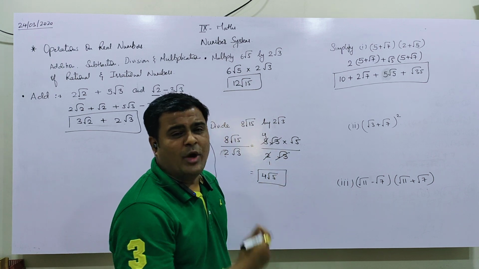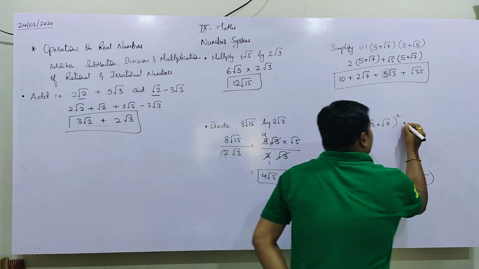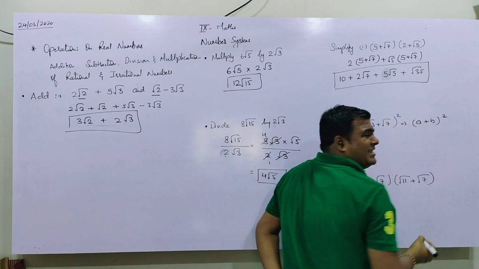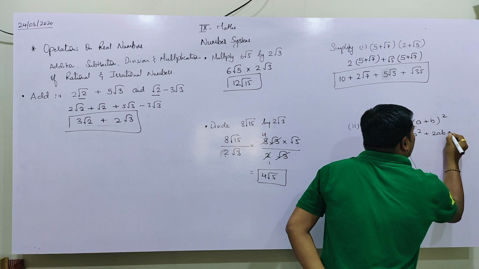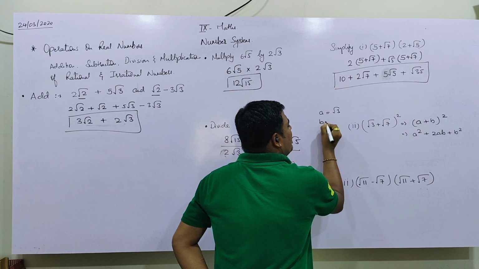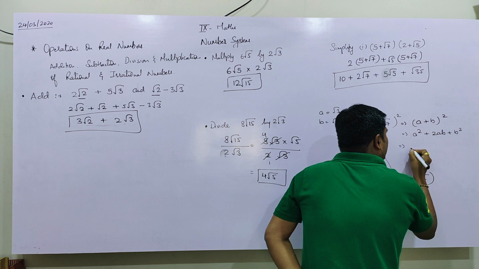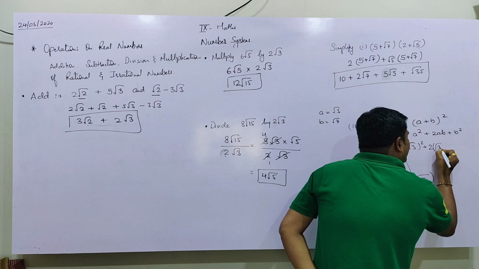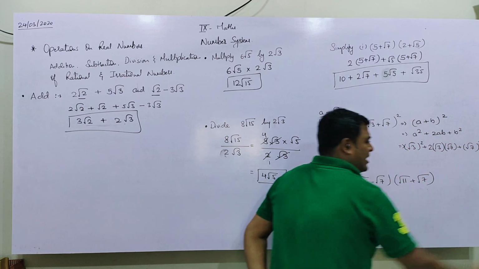Again let us take one more example. This is root 3 plus root 7 the whole square, which resembles a plus b the whole square, which has the identity equal to a square plus 2ab plus b square. Okay, so here a is root 3 and b is root 7. We'll use the identity and write root 3 whole square plus 2 into root 3 into root 7 plus root 7 the whole square.